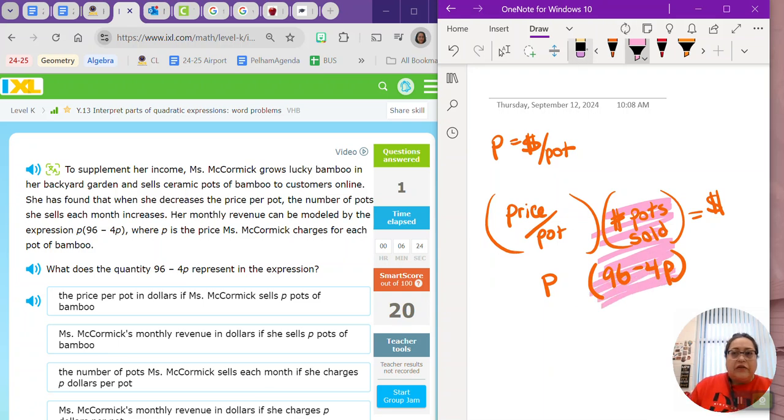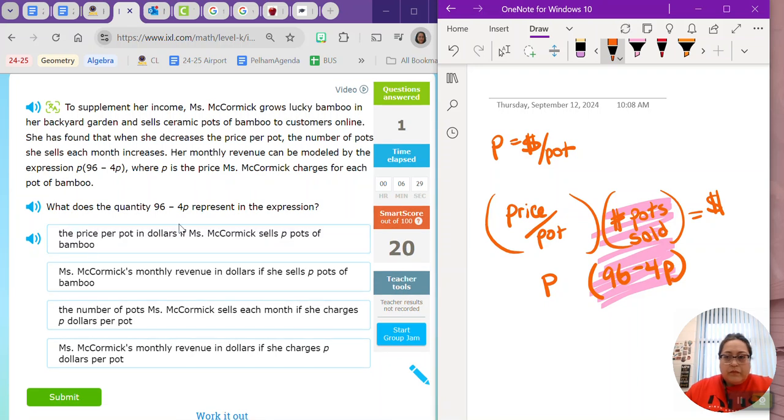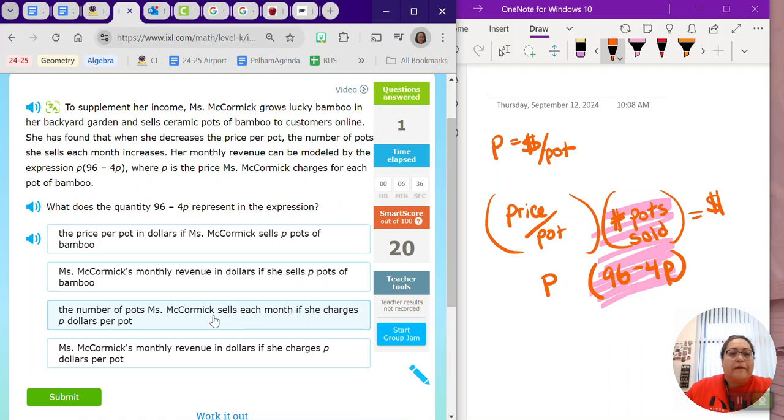So let's find that choice. Number of pots Ms. McCormick sells each month if she charges P dollars per pot. That's the one.